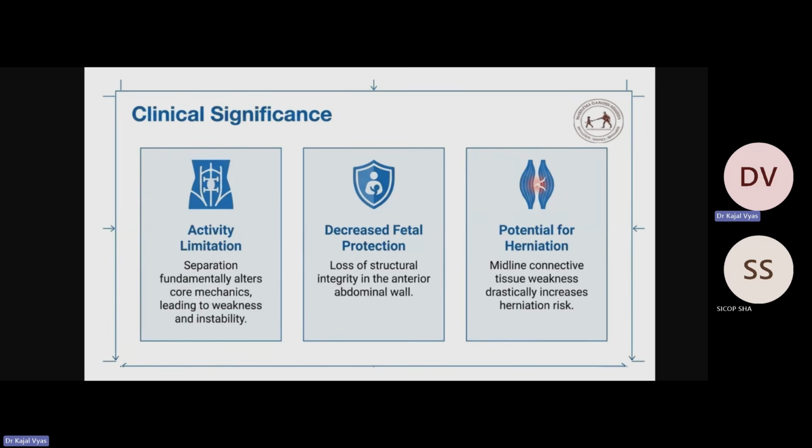Next, it can lead to decreased fetal protection because of the loss of integrity of the anterior abdominal wall. When the rectus abdominis muscles are intact, the core is intact, and there is a cushion-like structure on the anterior abdominal wall, which protects the fetus. But when diastasis recti is present, this cushioning effect is gone, and there are chances of direct trauma. The chances of injury could be more. That's why it can lead to decreased fetal protection. Another point is the potential for herniation. If there is midline connective tissue thinning and weakness, it can lead to structures of the peritoneum coming out, which is a potential for herniation in this case.